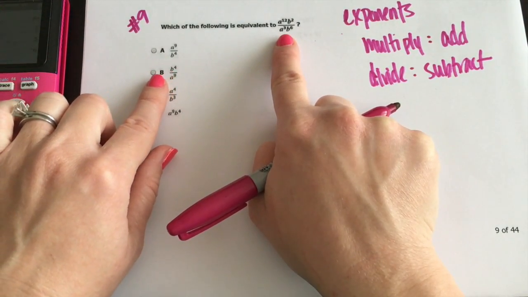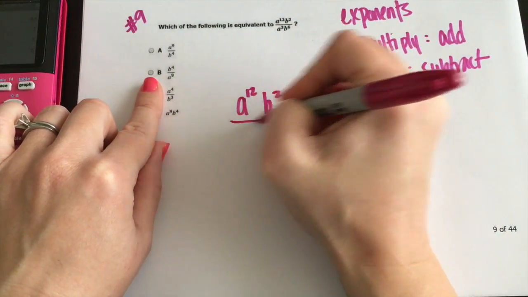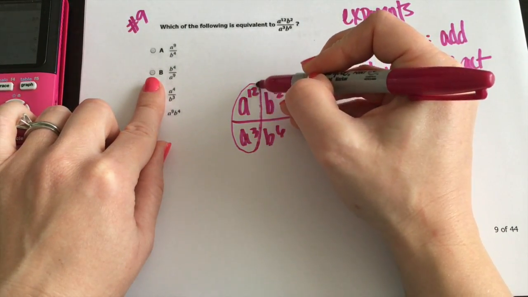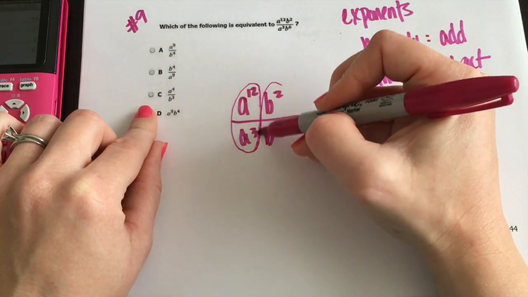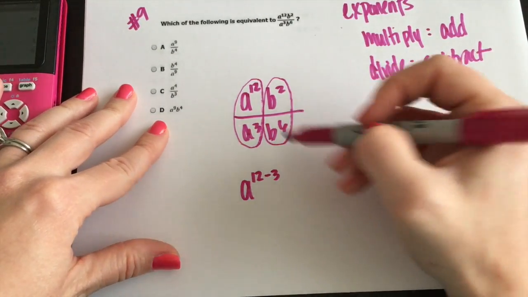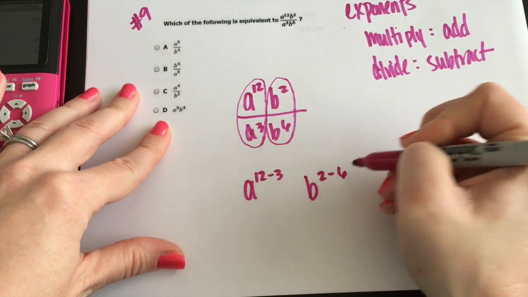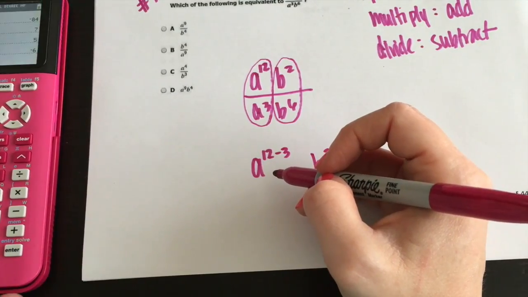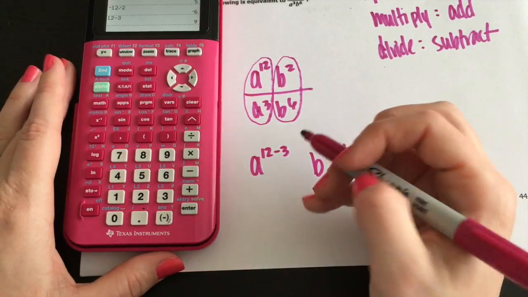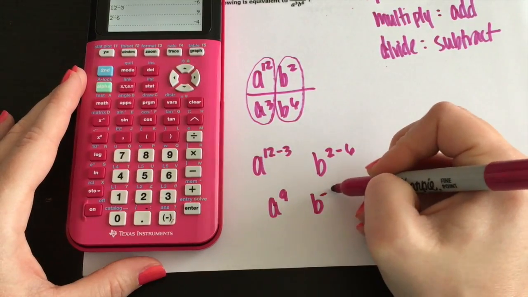All right, so what we're looking at here, I'm going to write it again so I can, just a little bit bigger. Okay, we're going to look at the A's together and then look at the B's together, okay? So what this tells me is A, 12 minus 3, because remember we're dividing them, so we subtract, okay? And then B, 2 minus 6. So 12 minus 3, that's 9, so A, 9. And then 2 minus 6 gives me B, negative 4.